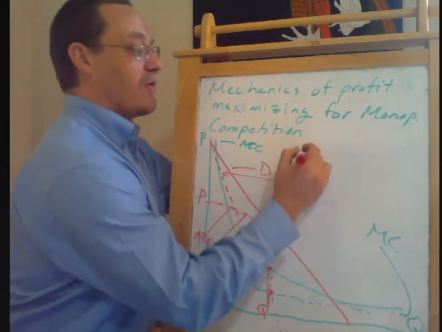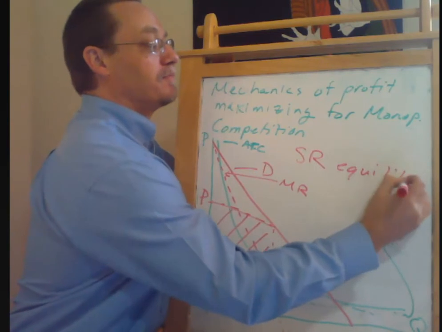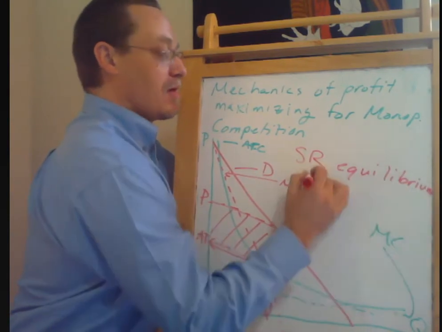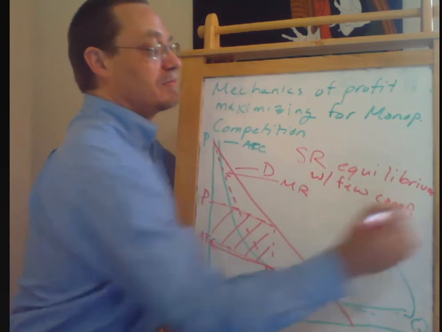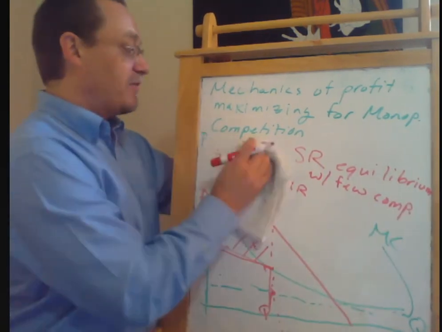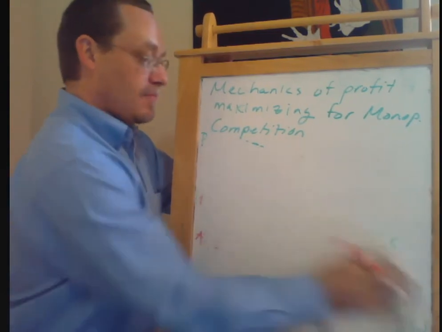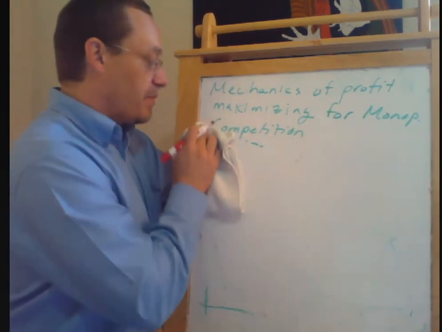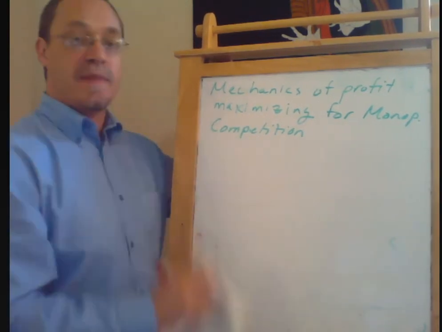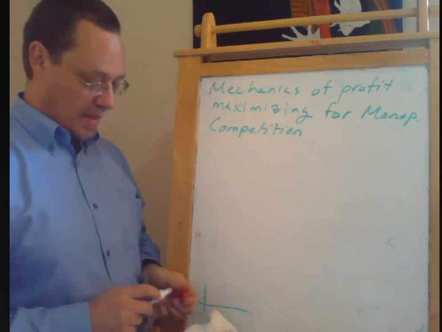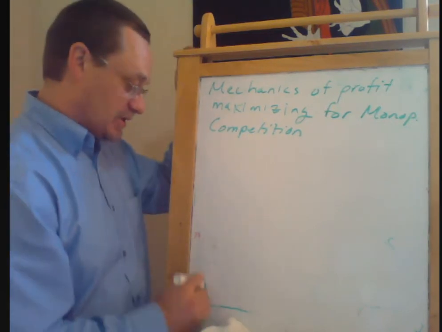And before I go on, this is the short run equilibrium with few competitors. So what if the firm has too many competitors? If it has too many competitors, then the level of demand is going to be quite low. And if the level of demand is quite low, the firm is going to be making losses.